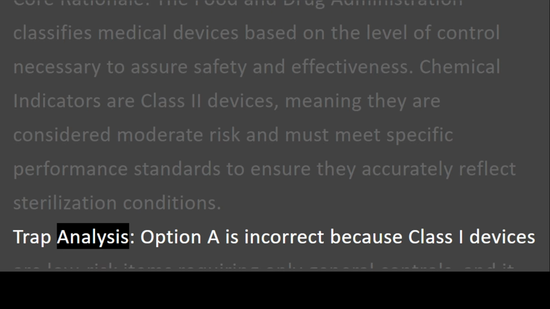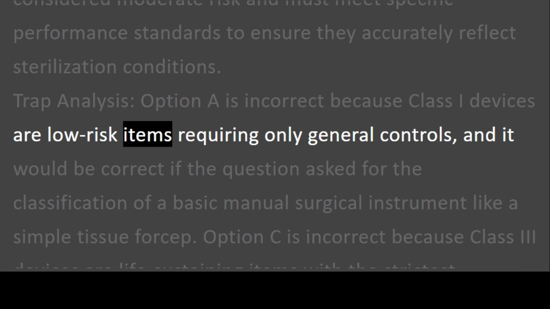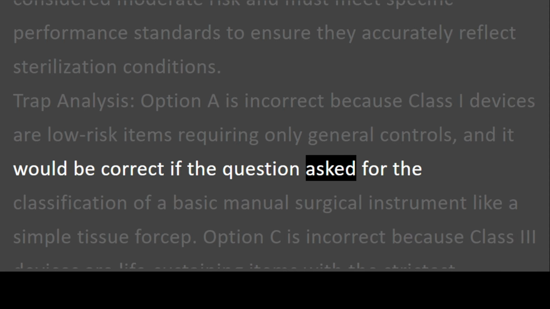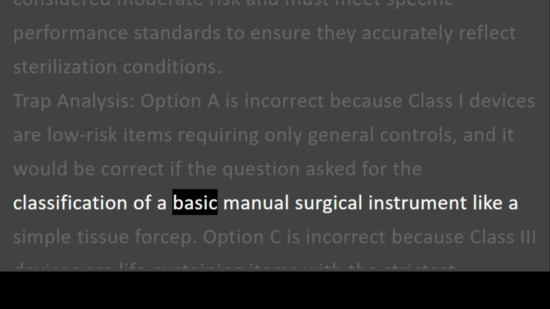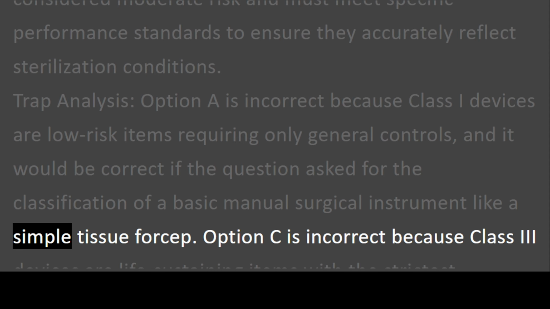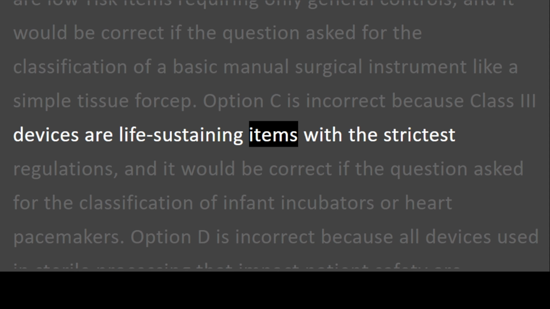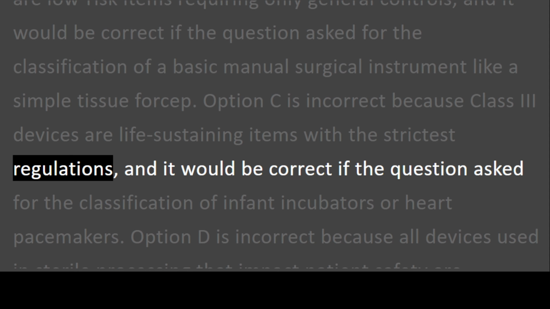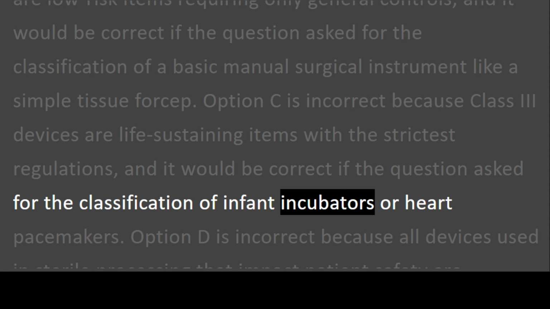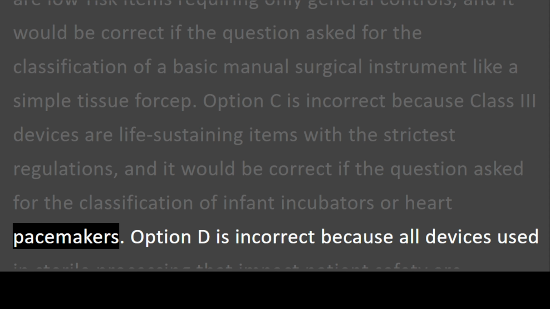Trap analysis. Option A is incorrect because Class 1 devices are low-risk items requiring only general controls, and it would be correct if the question asked for the classification of a basic manual surgical instrument like a simple tissue forceps. Option C is incorrect because Class 3 devices are life-sustaining items with the strictest regulations, and it would be correct if the question asked for the classification of infant incubators or heart pacemakers.